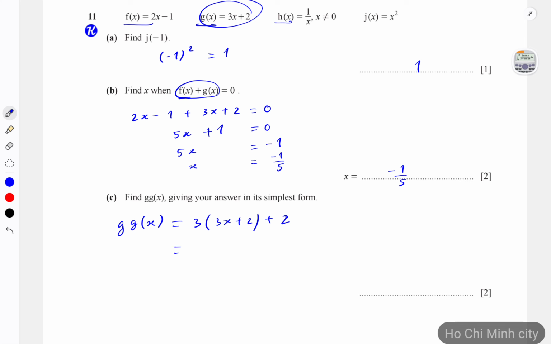All right, so it's time to simplify. We have 9x plus 6 plus 2. So 9x plus 8 is the simplest form.